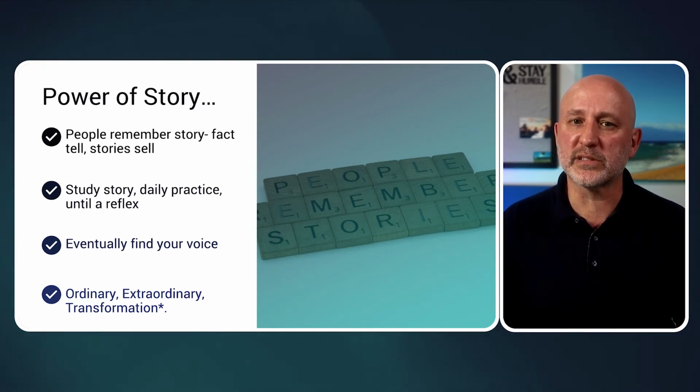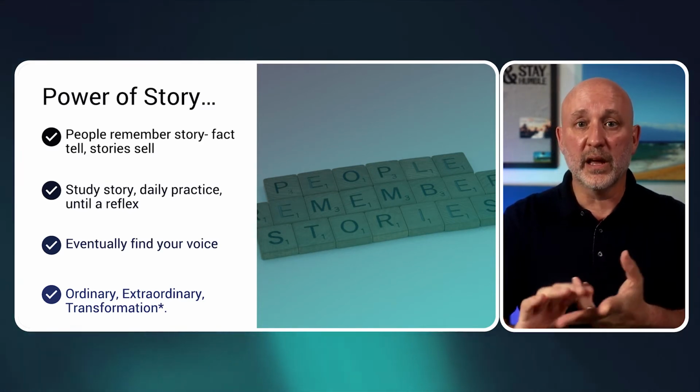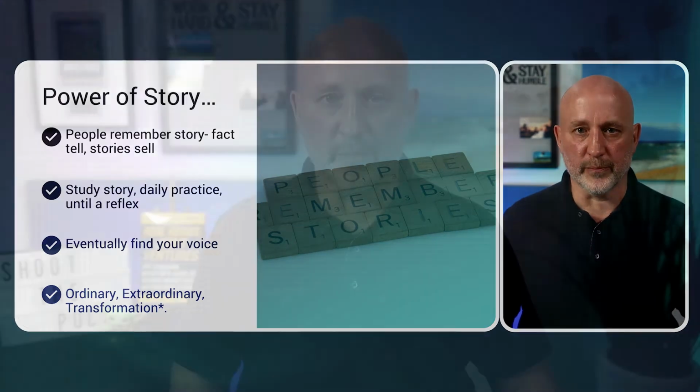Those are the 3 elements of an amazing story: how it started out ordinary, how there was an extraordinary result, and what the transformation was in there. Okay, so what I'm going to do, story time here for you. Let me give you an example.